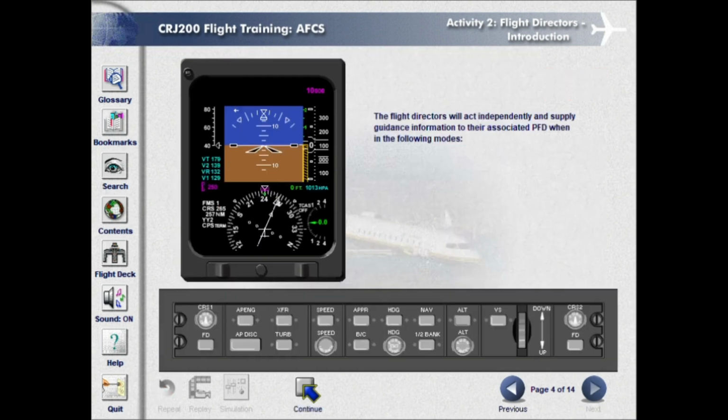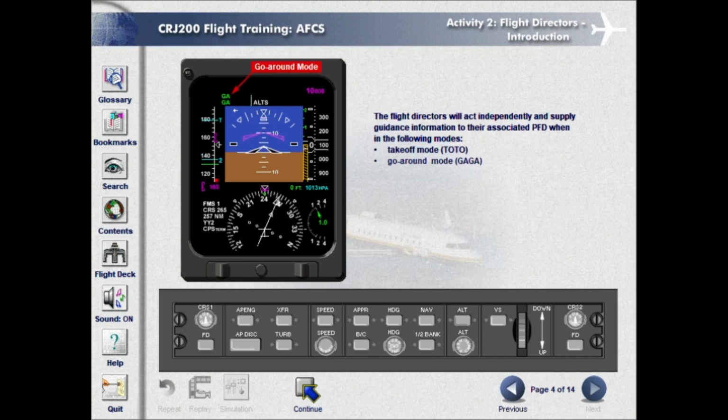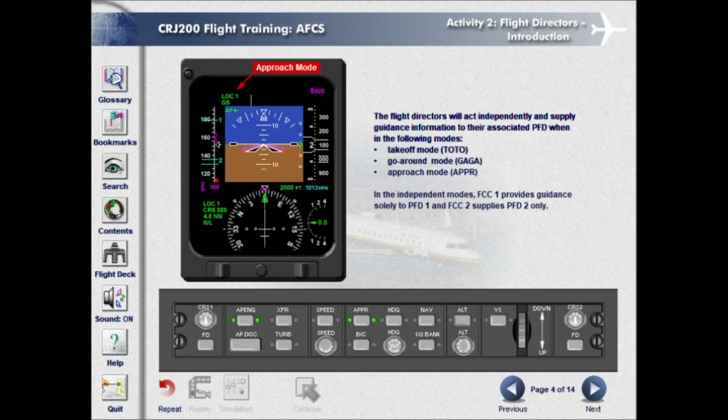The flight directors will act independently and supply guidance information to their associated PFD when in the following modes: takeoff mode, go-around mode, or approach mode. In the independent modes, FCC1 provides guidance solely to PFD1, and FCC2 supplies PFD2 only.